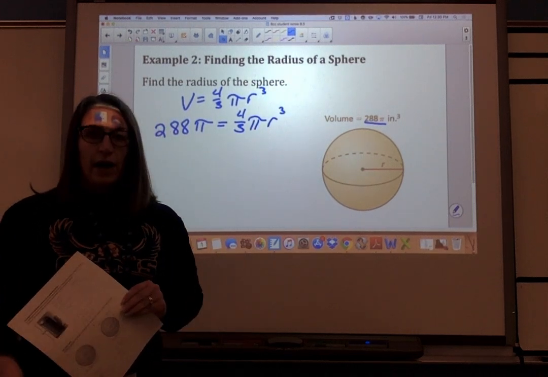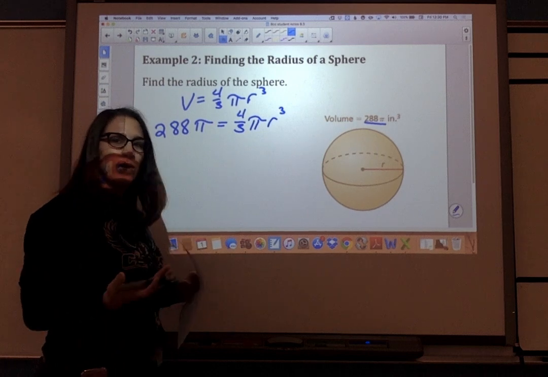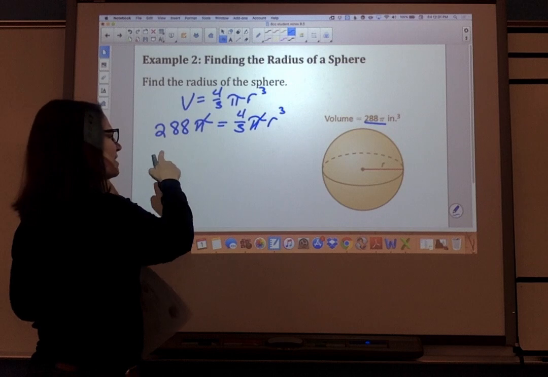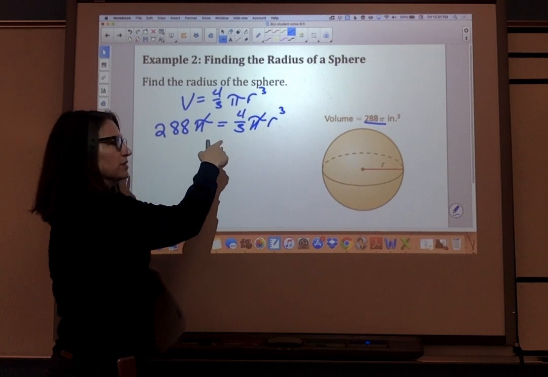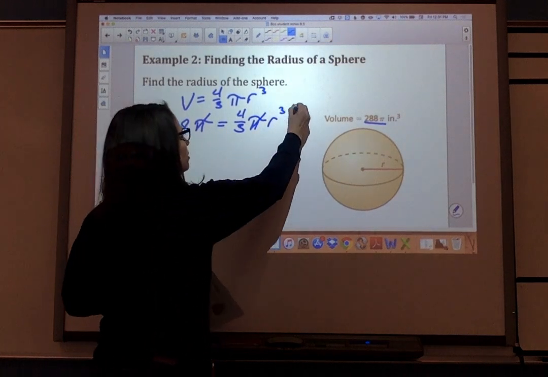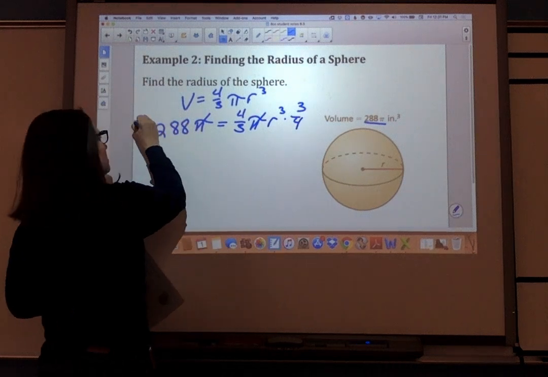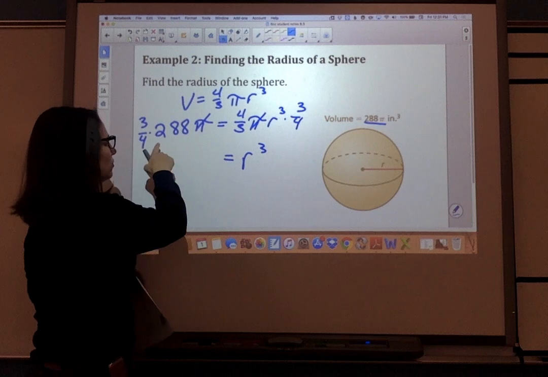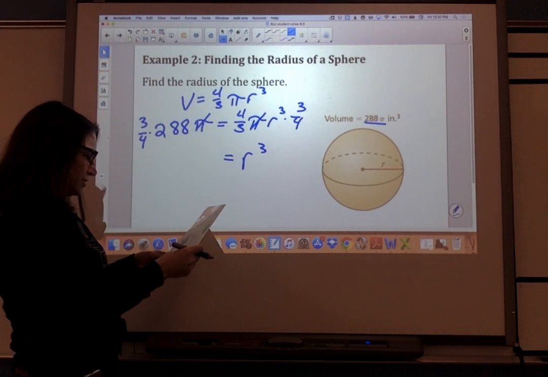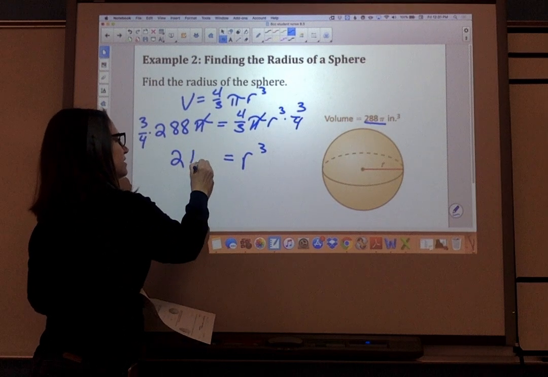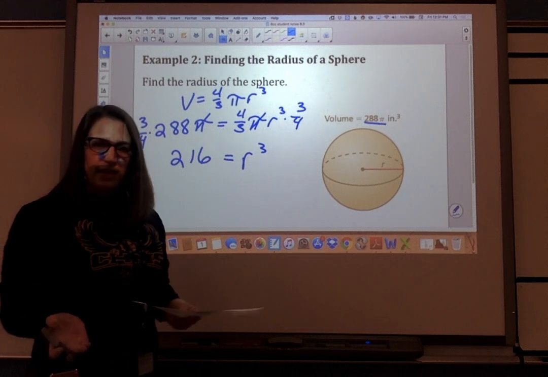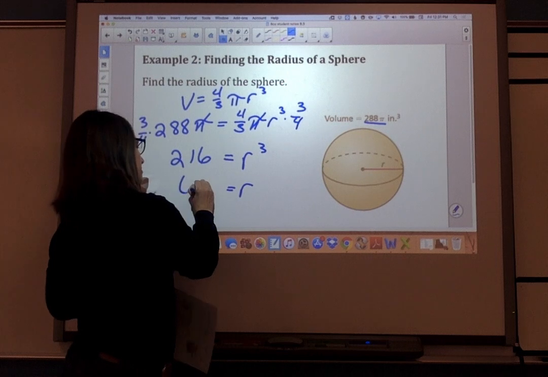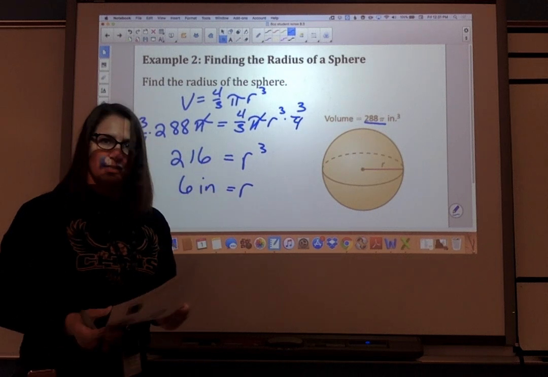Now notice we have pi on both sides of the equation, so we could divide by pi to cancel that out. And then we can go ahead and multiply by the reciprocal of the coefficient. That's 3/4. So we have r cubed equals 288 times 3/4, which is 216. And then we need to take the cube root of 216, which is 6. So the radius is 6 inches.